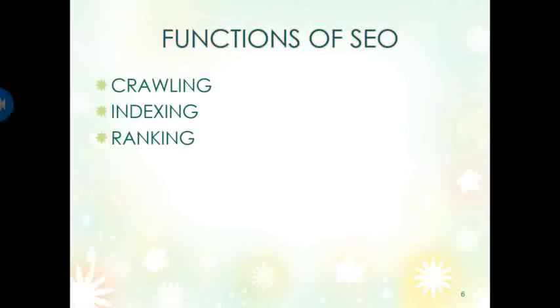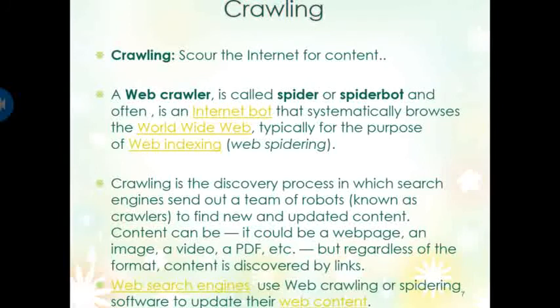Next is how it works and what are the functions of search engine optimization. There are three main functions of search engine optimization, and here is the complete working, that is how it works. First is crawling, indexing, ranking. Crawl, index and rank.